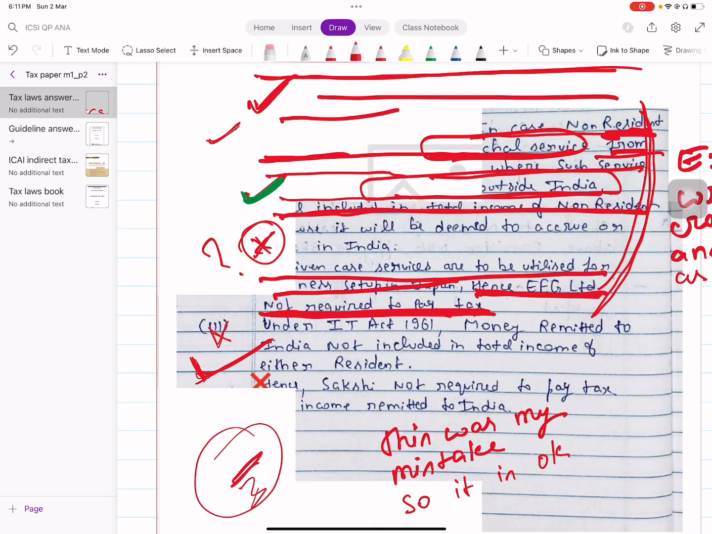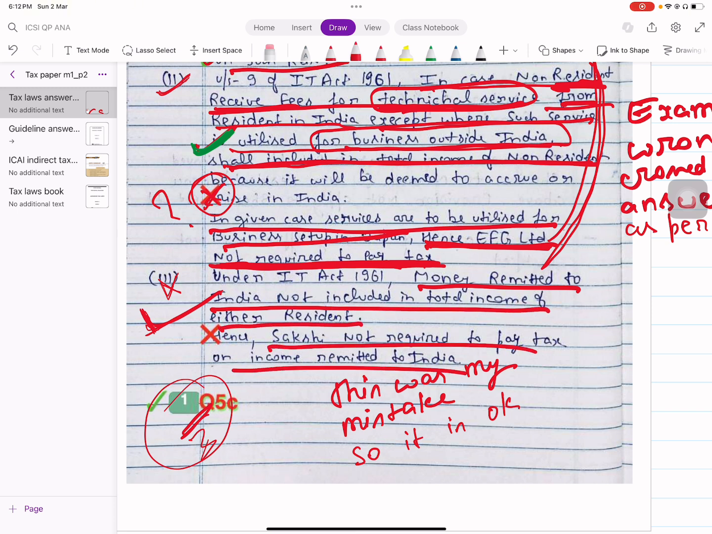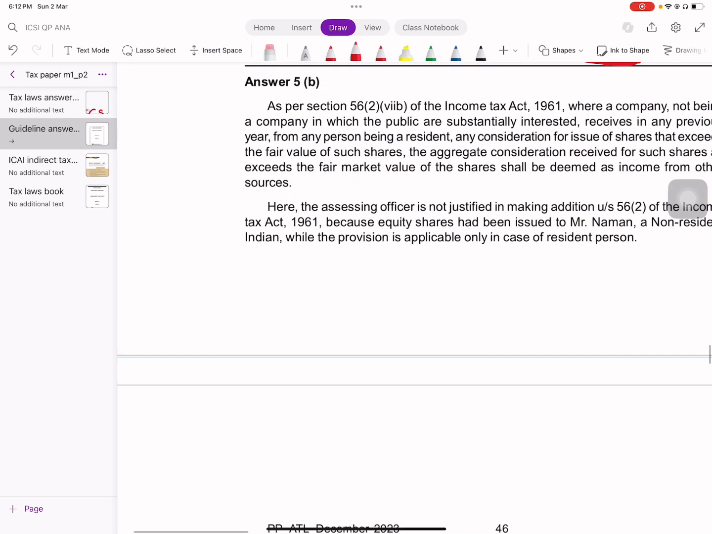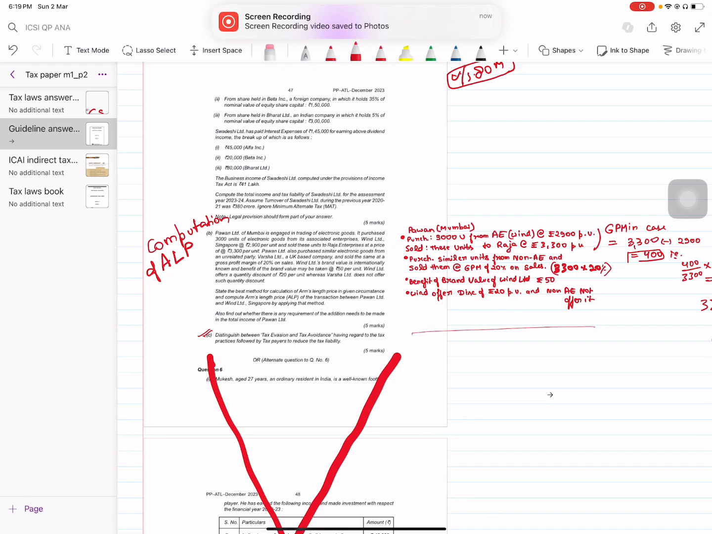So that is why I have written that under the IT Act, money remitted to India is not included in total income, whether resident or not. Hence, Sakshi is not required to pay any tax. However, the examiner has marked it as wrong. Now if I see the guideline answer, they have written that the salary income of 2 months will be taxable in the hands of Mrs. Sakshi even though she is non-resident, because the salary income is received in a bank account maintained in India. Okay, so now let's move on to question number 6.